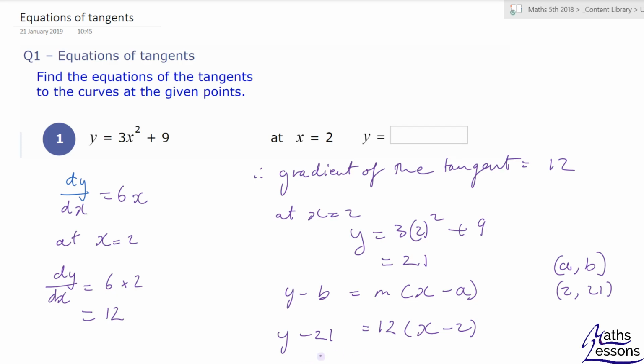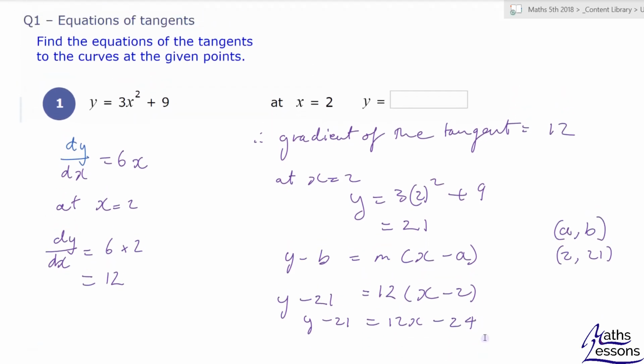So we've got y minus 21 is equal to, multiply this out, 12x minus 24. So we get y is equal to 12x, add on the 21 gives me minus 3. So y equals 12x minus 3.